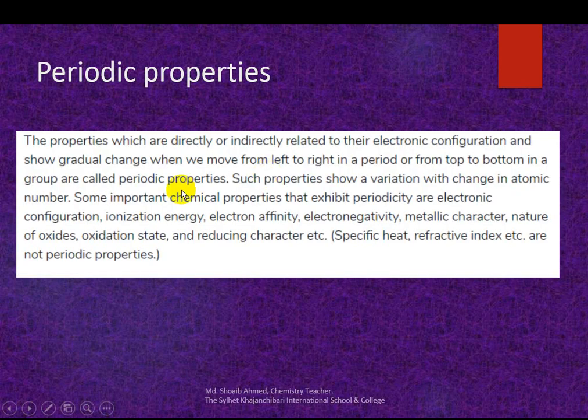The properties which are directly or indirectly related to their electronic configuration and show gradual change when moved from left to right in a period or top to bottom in a group are called periodic properties. Periodic properties show variation with change in atomic number. Some important periodic properties are electronic configuration, ionization energy, electron affinity, electronegativity, metallic character, nature of oxide, oxidation state, reducing character, etc.